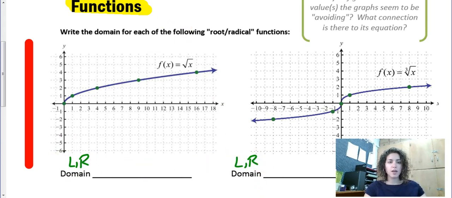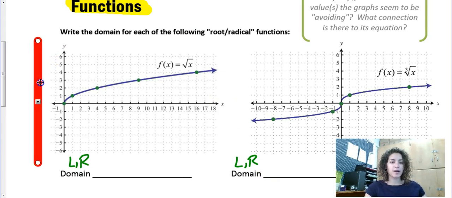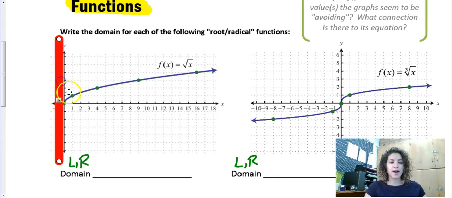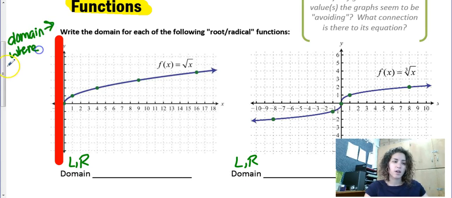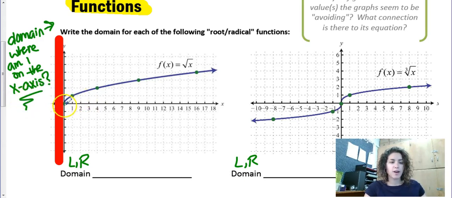Coming in from the left for our very first graph here, I stop when I hit the graph, and hey, check it out. Hit the graph right there, so we stop. And then we ask ourselves, I'll make a note, domain, where am I on the x-axis? I'm right here, which is at 0. So I put 0. It's a solid dot, so I put a bracket.